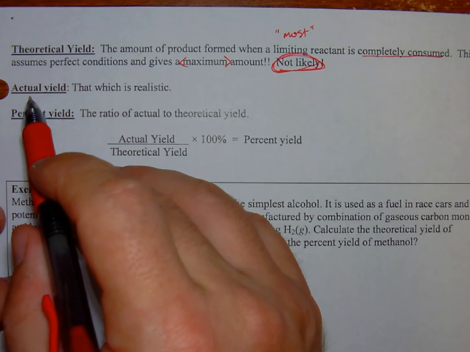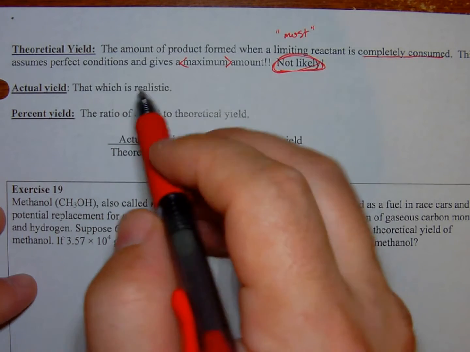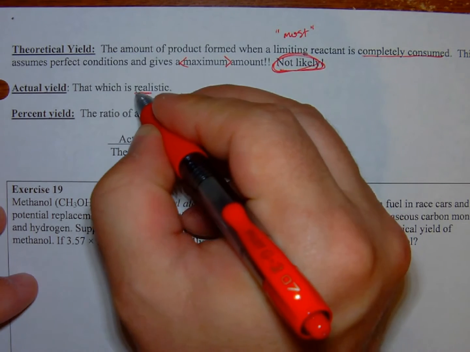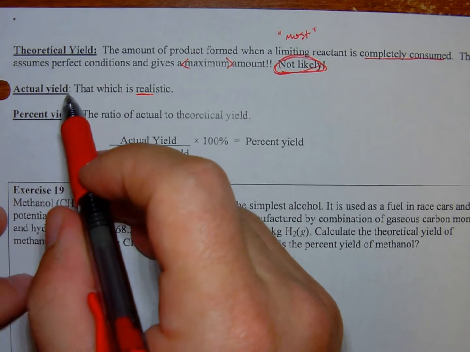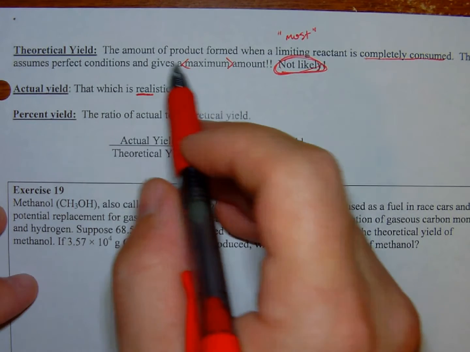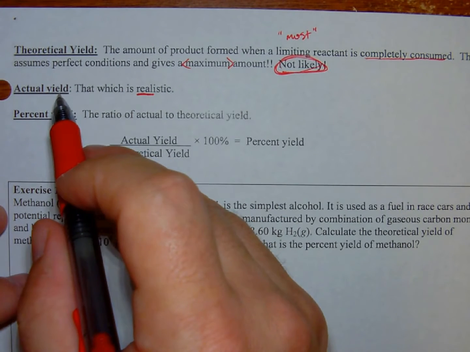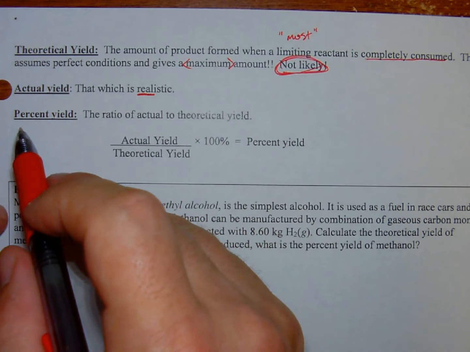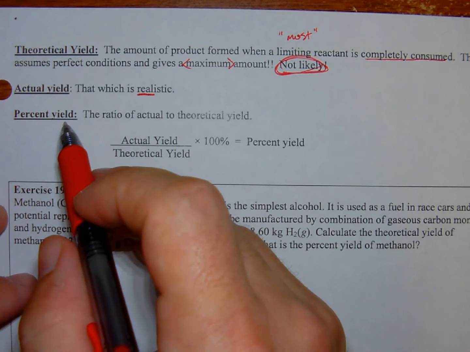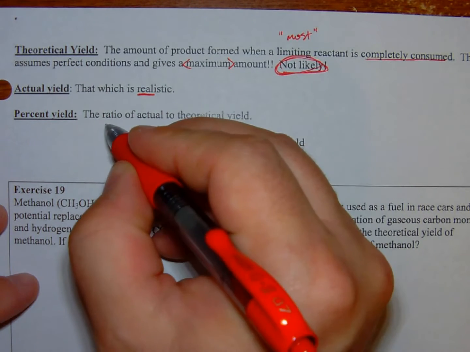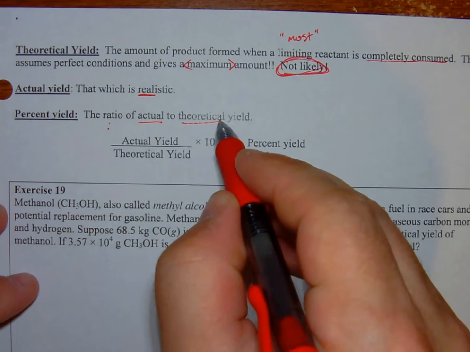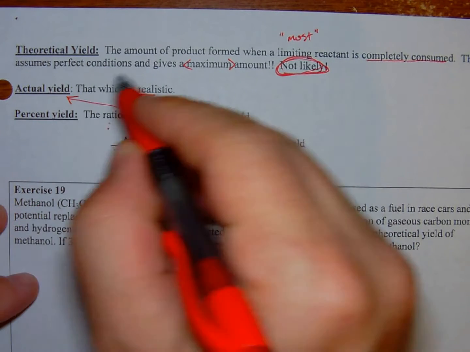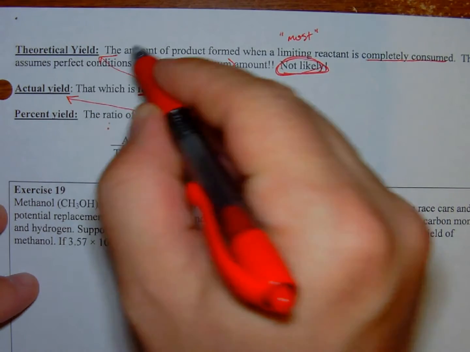So we have this other term called the actual yield, that which is realistic. That is to say, it's real. It happened in real life, right? What actually happened, the actual yield. You thought you were going to get this amount, you actually got that amount. And so we have percent yield, which is the ratio, right? Ratio of actual to theoretical. So we need that and we need that.